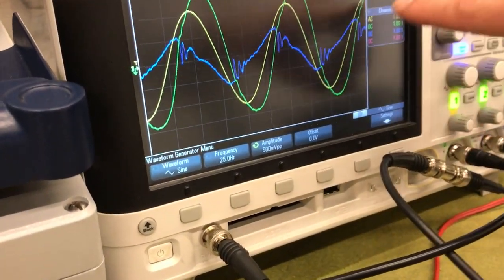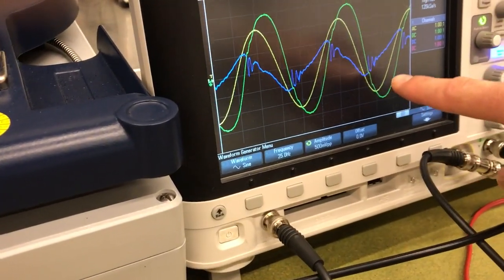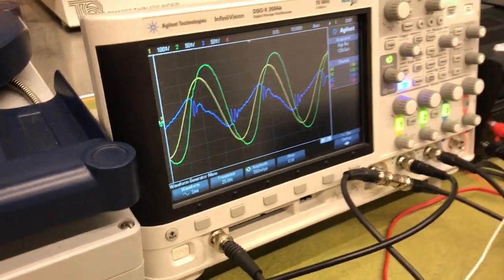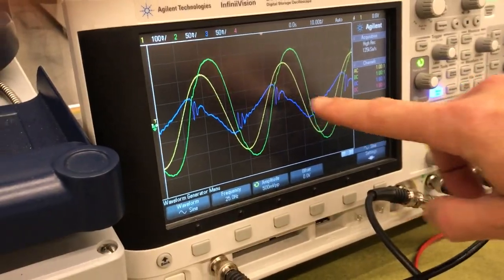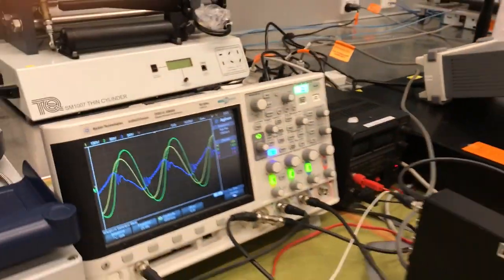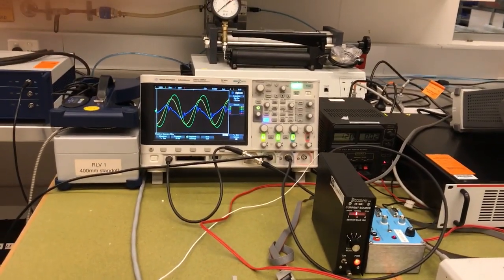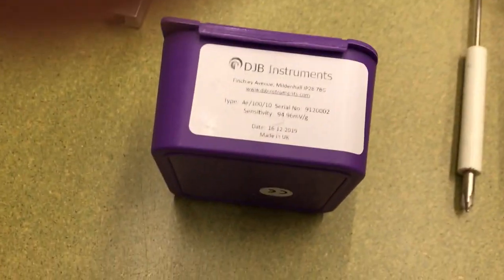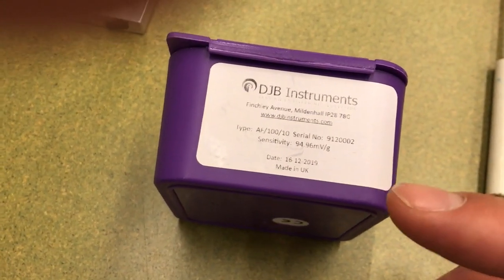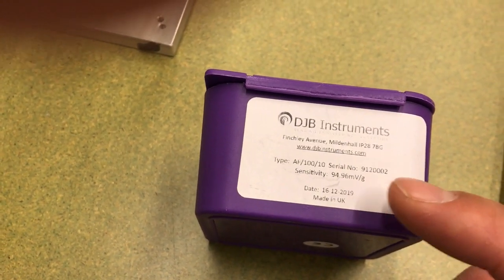We've got a yellow trace, which is the input signal to the amplifier, and the measured acceleration signal is the blue trace, the green trace being the velocity signal from the single beam instrument. We are asked to set the acceleration level to give a translational acceleration of 5 meters per second squared peak, and the sensitivity of the transducer is given over here on this box. So I have a sensitivity here of 94.96 millivolts per G, so nominally 100 millivolts per G.